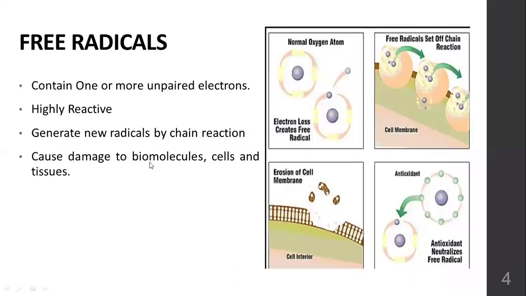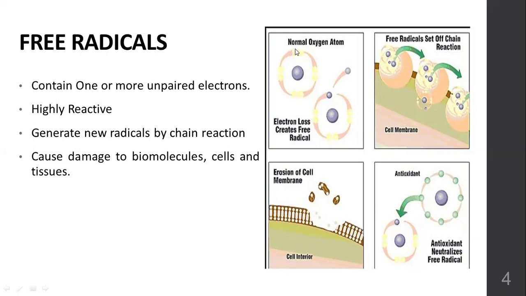So what are free radicals? Free radicals are atoms that contain one or more unpaired electrons. Electrons have to be paired. Electrons need a pair.